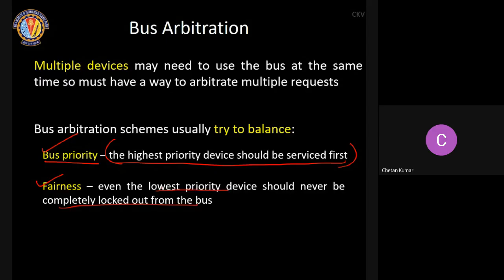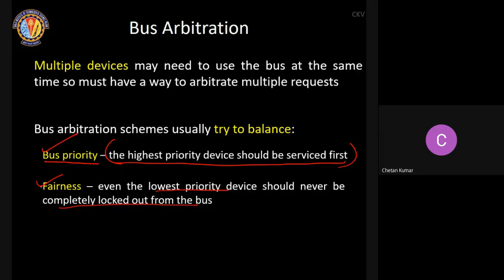There are many devices, and some will have higher priority, some will have the lowest priority. For example, if there is a page fault and a keyboard key is getting pressed, obviously the preference will be given to the secondary memory rather than your keyboard. Usually the secondary memory might have a higher priority when compared with the keyboard. But then the keyboard should still get access. If not earlier, even if it is late, it is fine, but it should still get access. It should not get completely locked out from the bus.